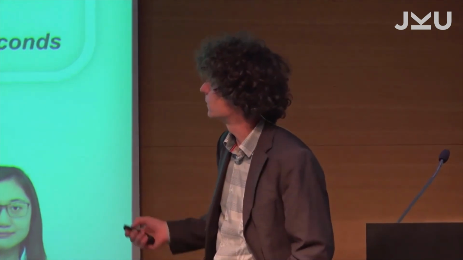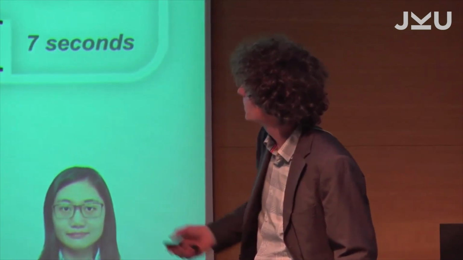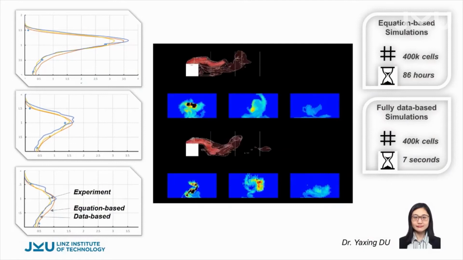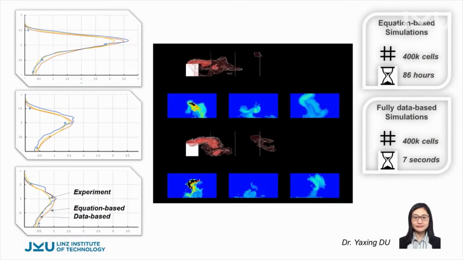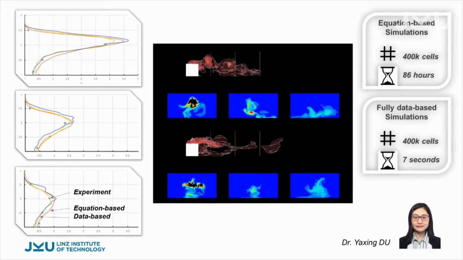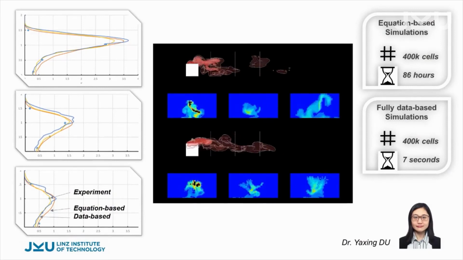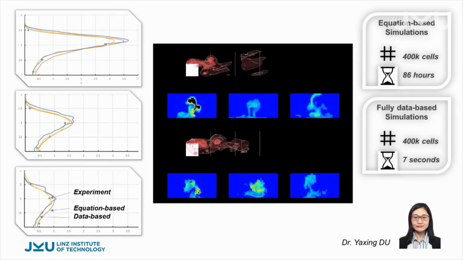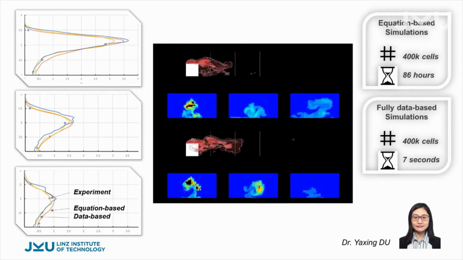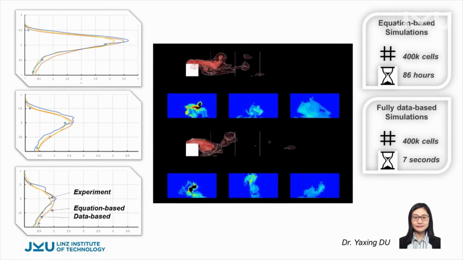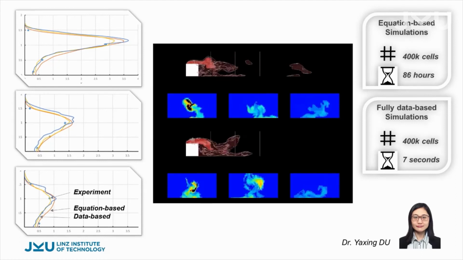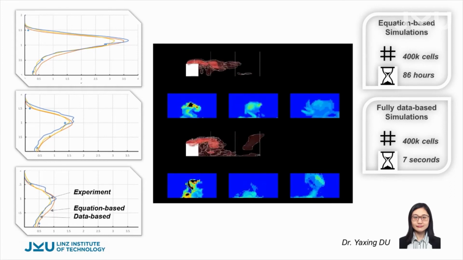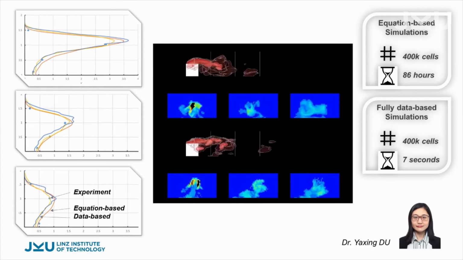So in the next slide, you see on the top animation the result of full equation-based CFD, and on the bottom simulation, the results of fully data-based simulations. And the corresponding simulation time dropped from 86 hours to just 7 seconds. And on the left-hand side, you see a validation study my colleague Yasin Du performed, and also the quantitative comparison shows really convincing agreement between simulation results and experiment.